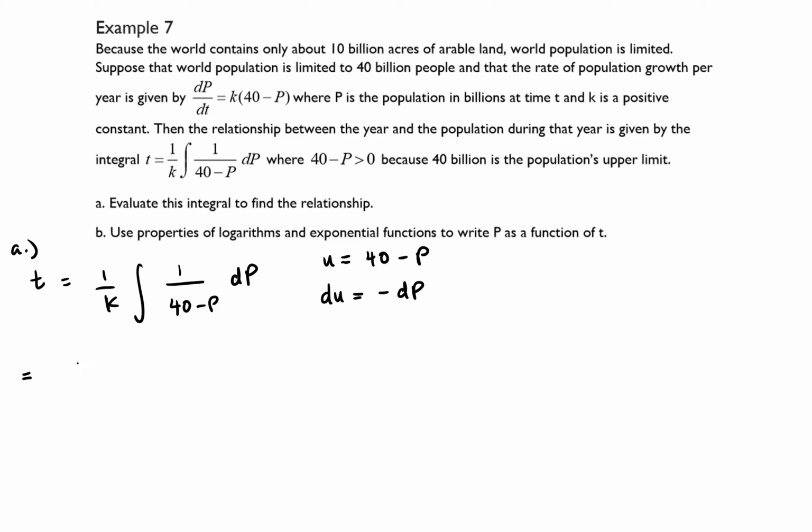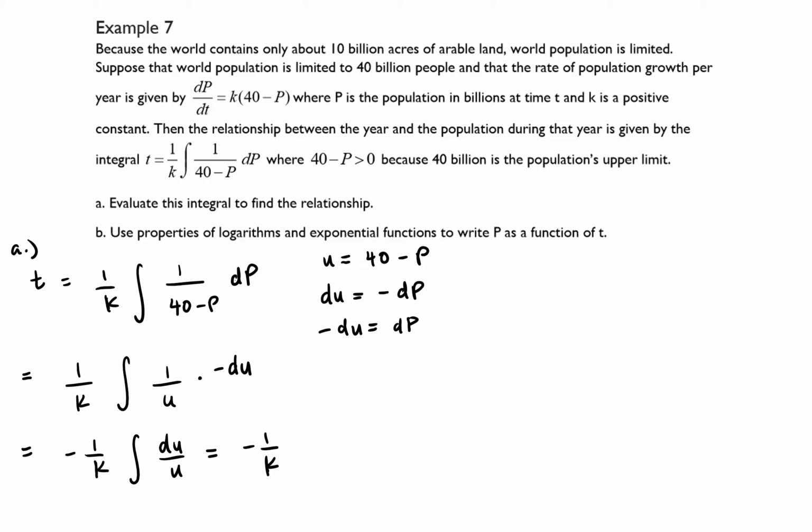And so we would then rewrite this as, so if du equals negative dp, if we multiply both sides by -1, then we get negative du equals dp, like that. And so we'll end up getting the integral of 1 over u times negative du. And then we can take out that negative sign, so we'll get equals negative 1 over k times the integral of du over u, and that's equal to negative 1 over k times the natural log of u.